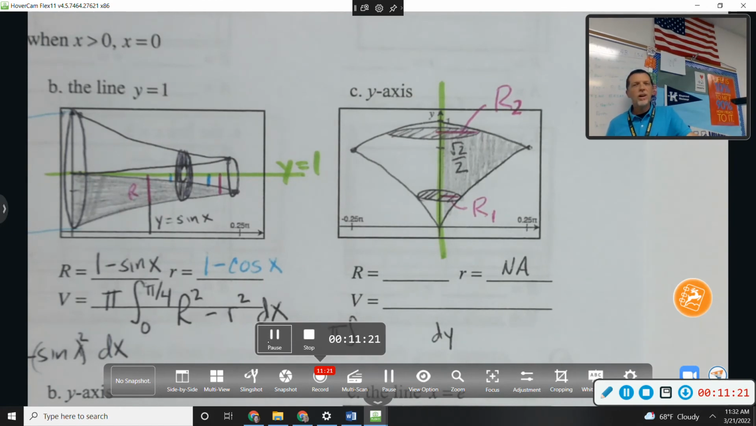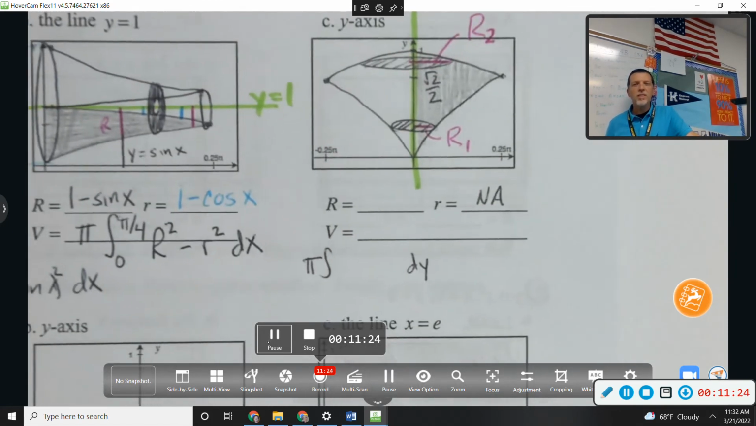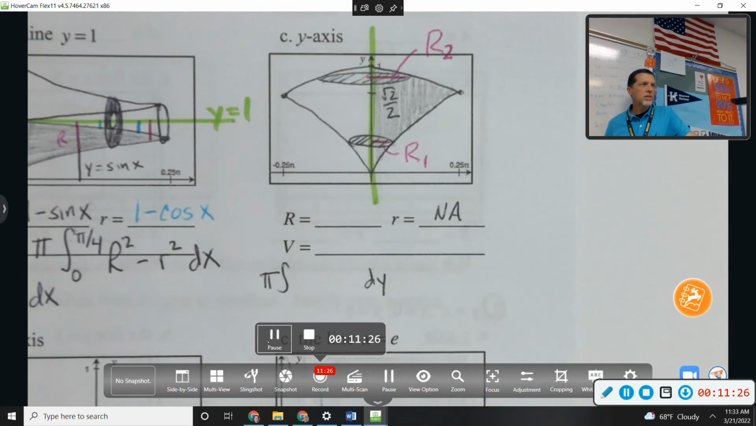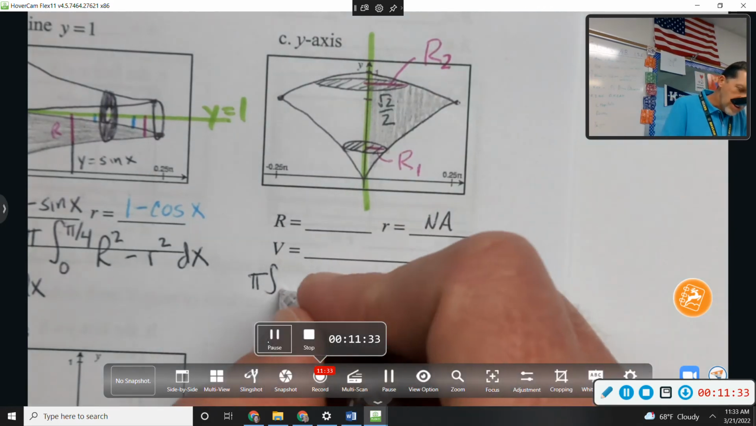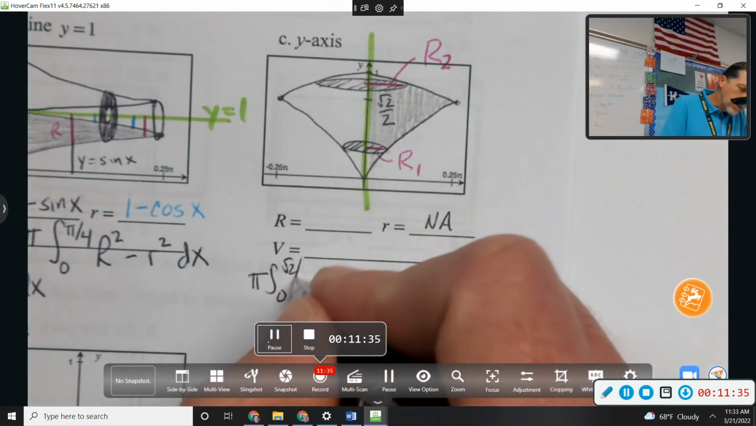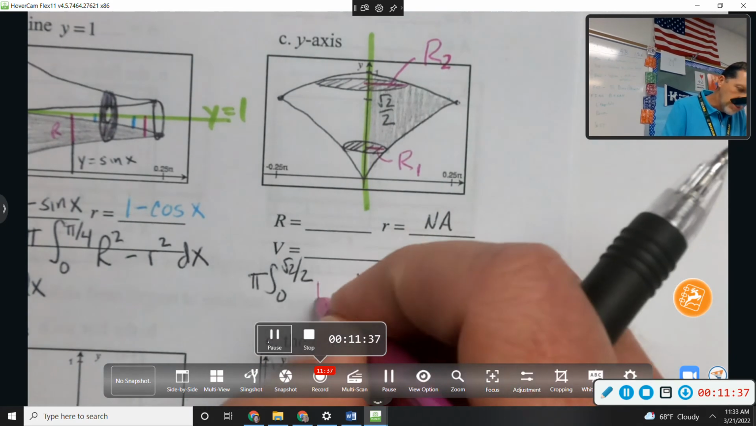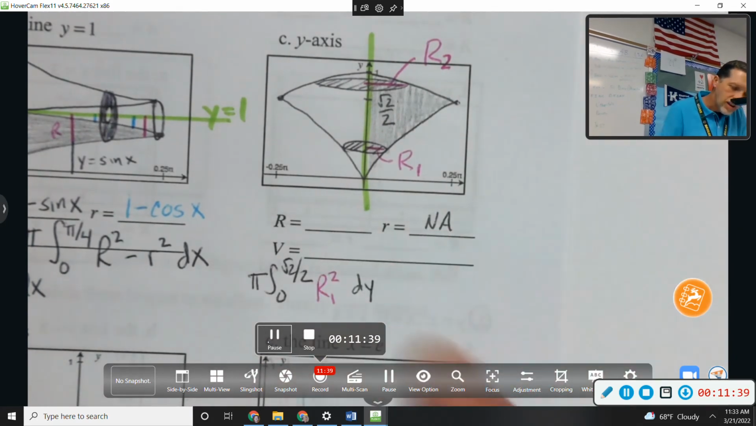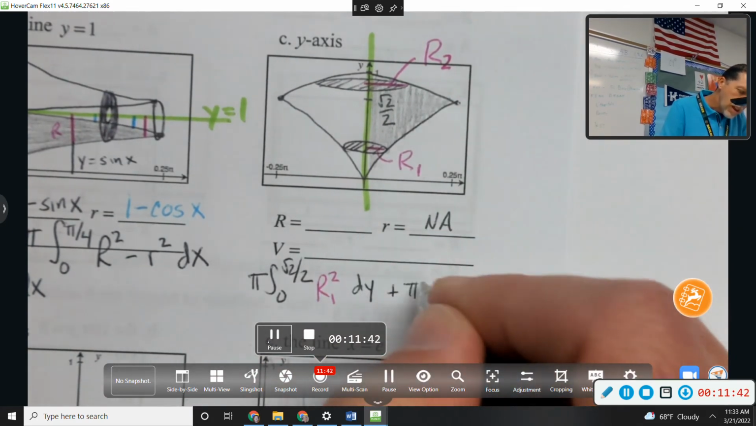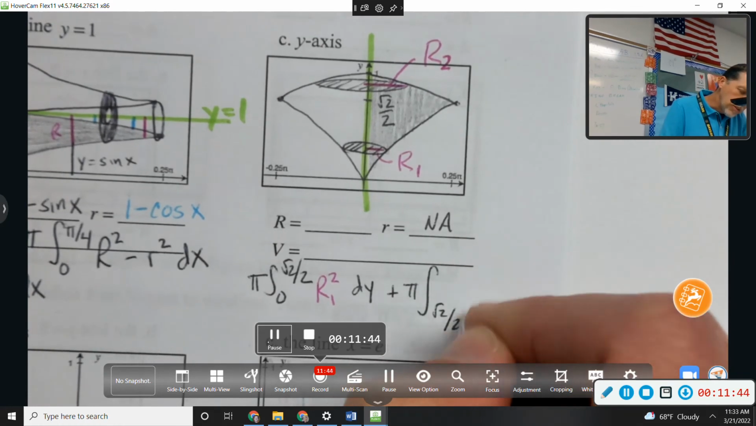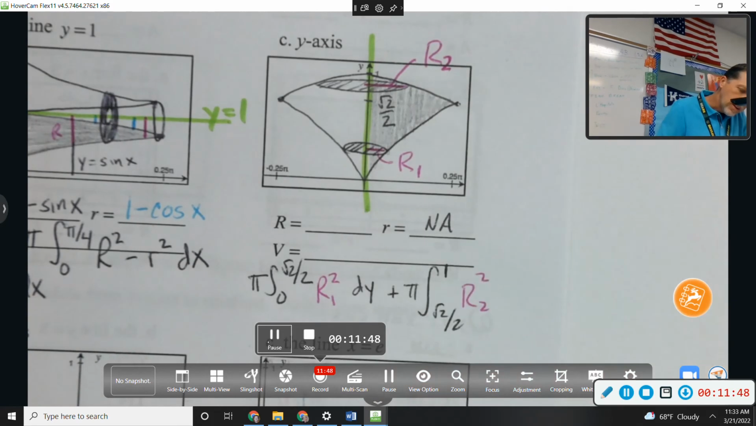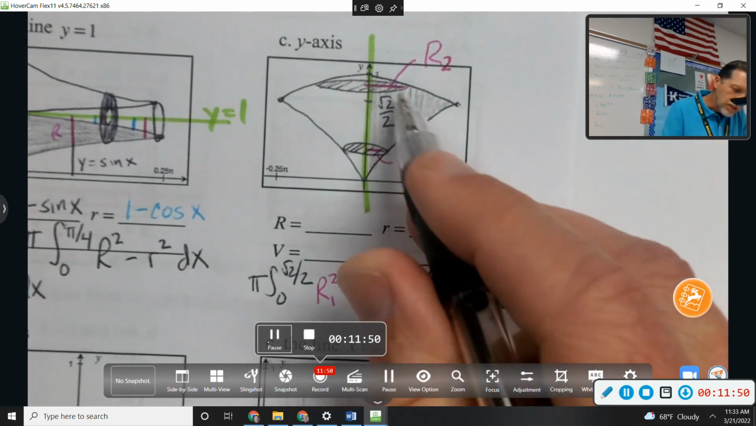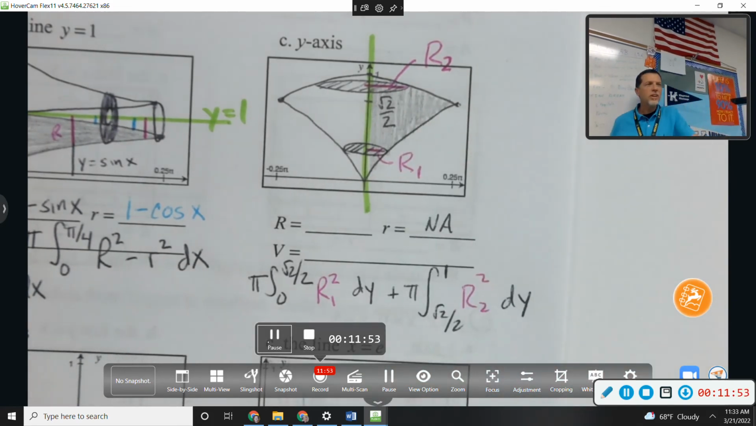So split them at square root 2 over 2. I'm going to have to split this at root 2 over 2 because my r changes. Whose r it is changes at root 2 over 2. So I need to go 0 to root 2 over 2 of r1 squared, and then root 2 over 2 to 1 of r2 squared, because those are different r's.